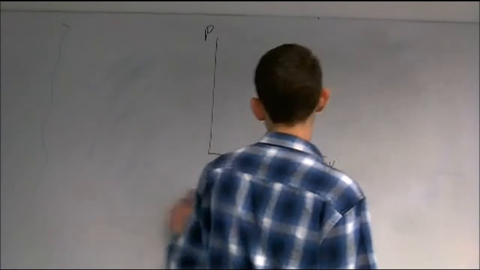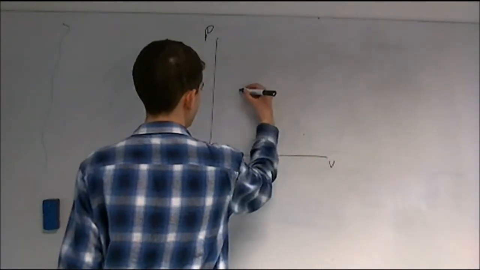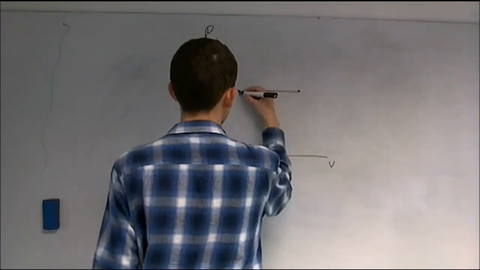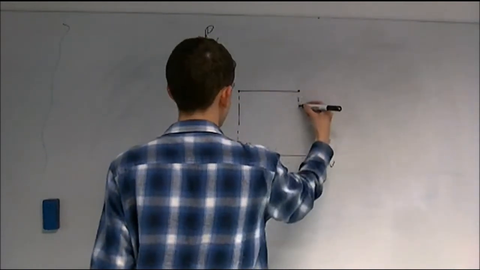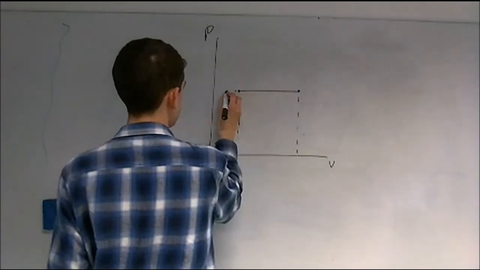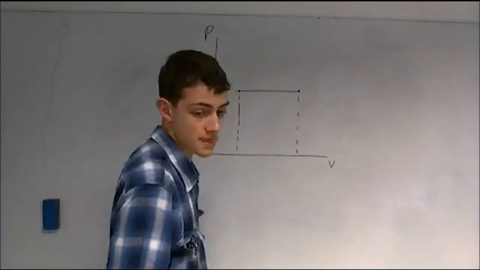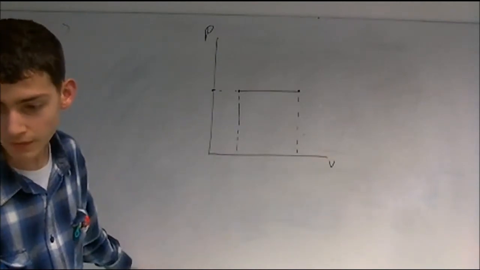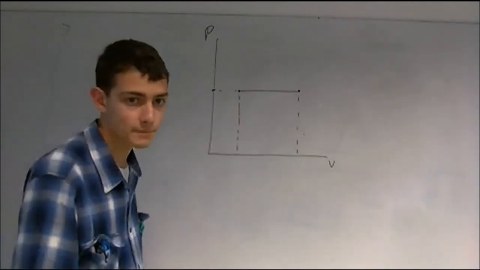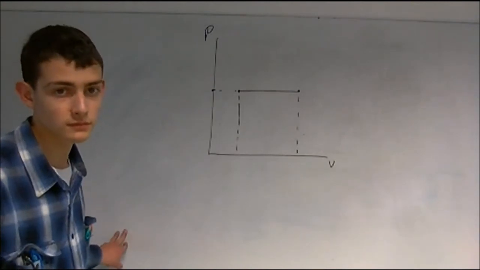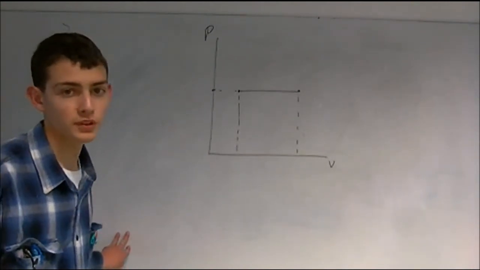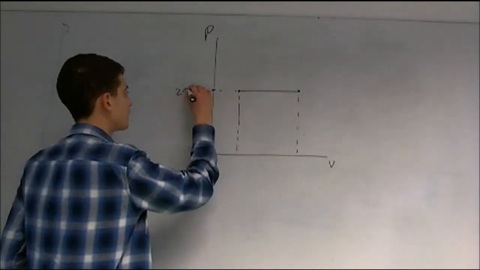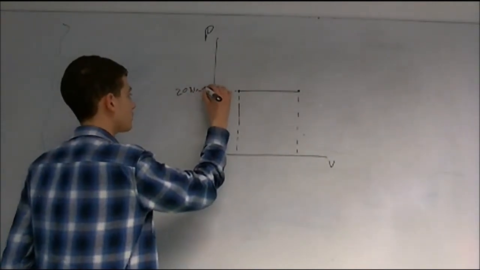Let's say this happens. You have this state here, and this state here. What would you say the pressure here is? How many newtons per meter squared? This is a simple one. It could be ridiculously large. 20. 20 newtons per meter squared.